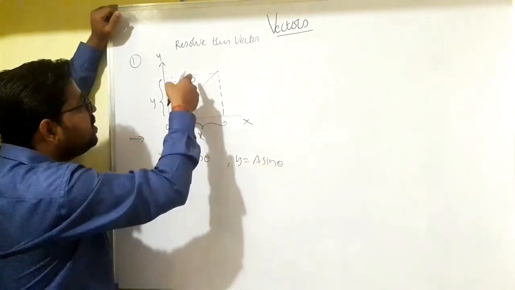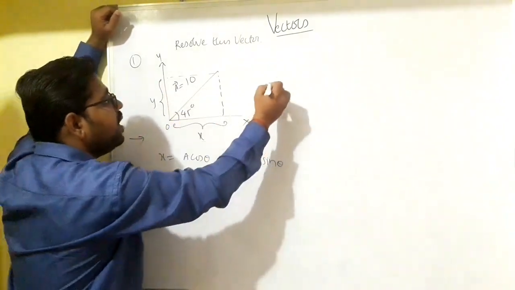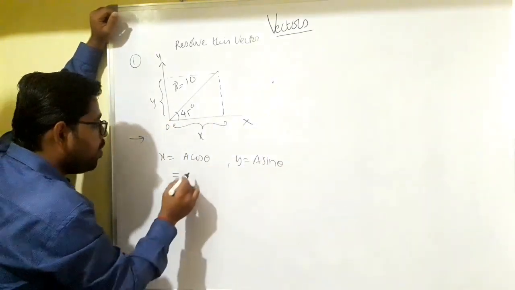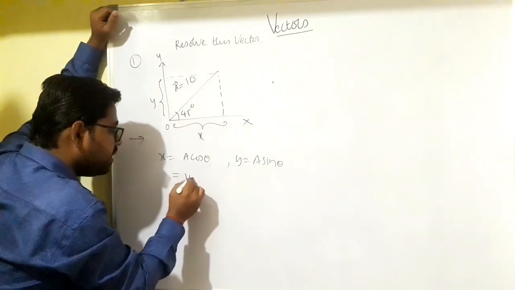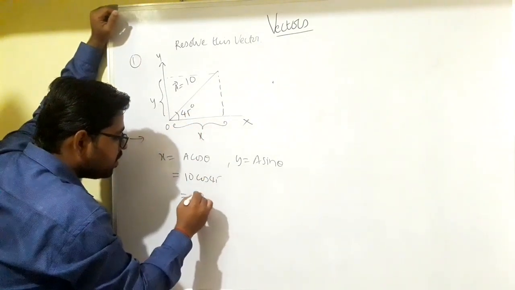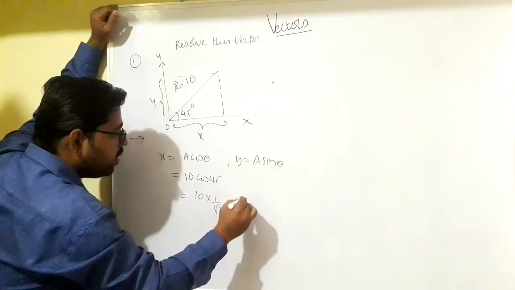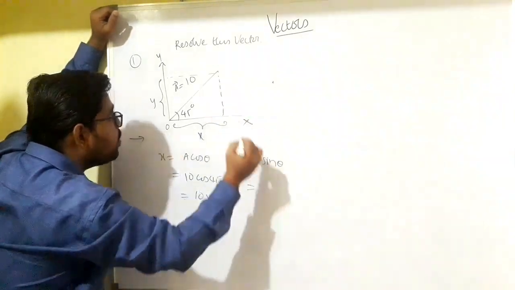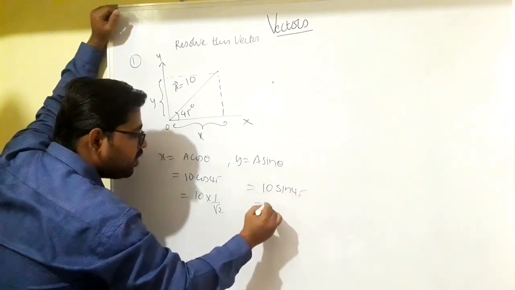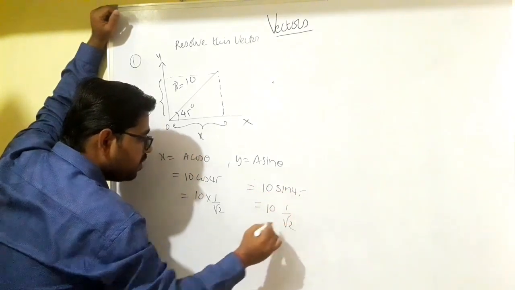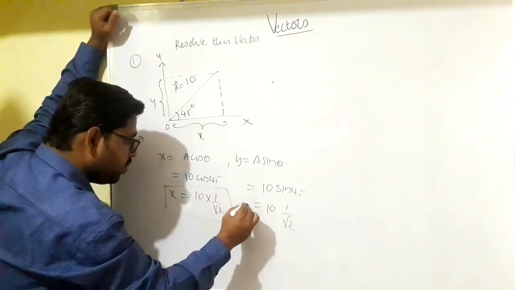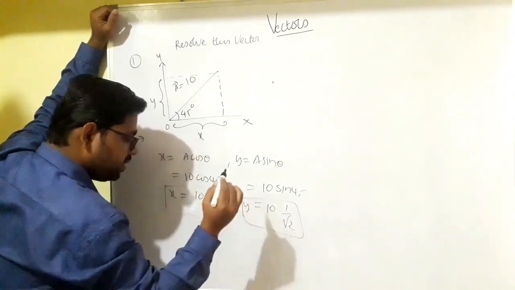So if you have to write this as a resolution, a vector is equal to, finally, let me write it afterwards. So x is how much? A is how much? It is given already as 10. Cos theta, cos 45 is how much? 1 by root 2. So y, a is how much? 10. So sin 45, sin 45 is how much? 1 by root 2. So 10 by root 2 along the x-axis, 10 by root 2 along the y-axis.